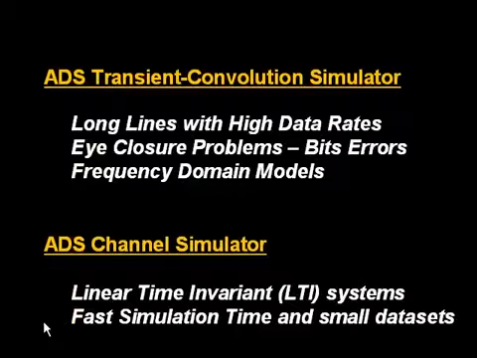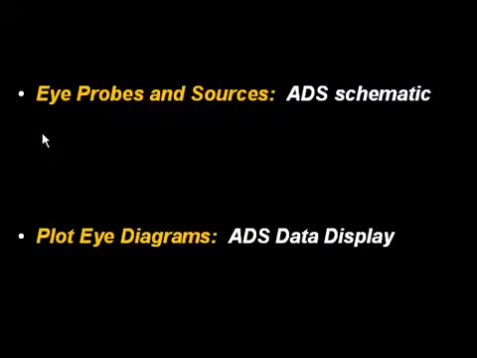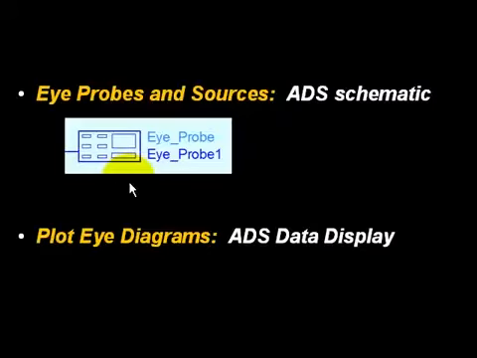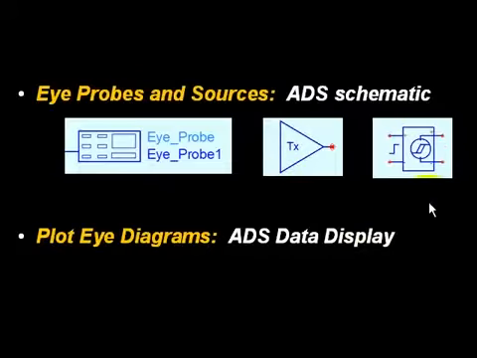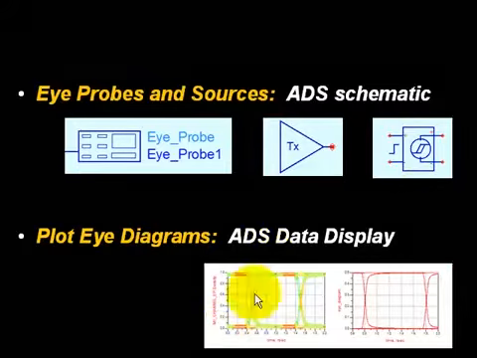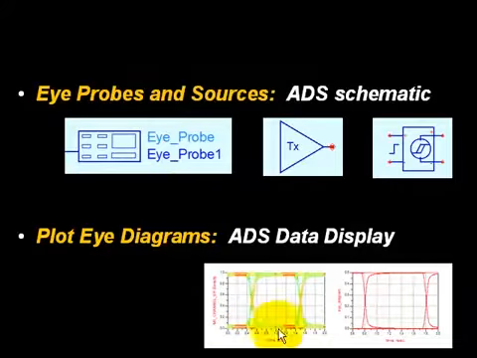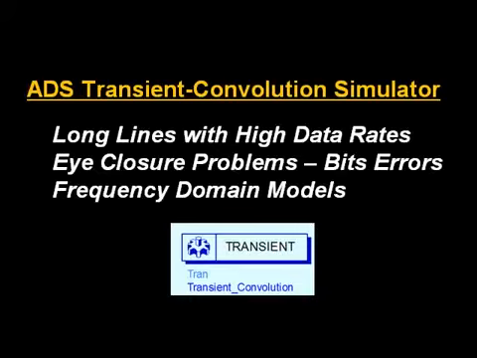And for either one of these simulators, you can use the new ADS iProbe component that will give you a density plot. For the channel simulation, there are specific sources you need to use. And with transient convolution, you want to use the time domain sources. So I'll show you all of that. This is the density plot that results from the iProbe. It's basically an eye diagram. And here's our eye diagram, and you'll get that with transient convolution. Now let's run ADS, and I'll show you our first example using the transient convolution simulator.